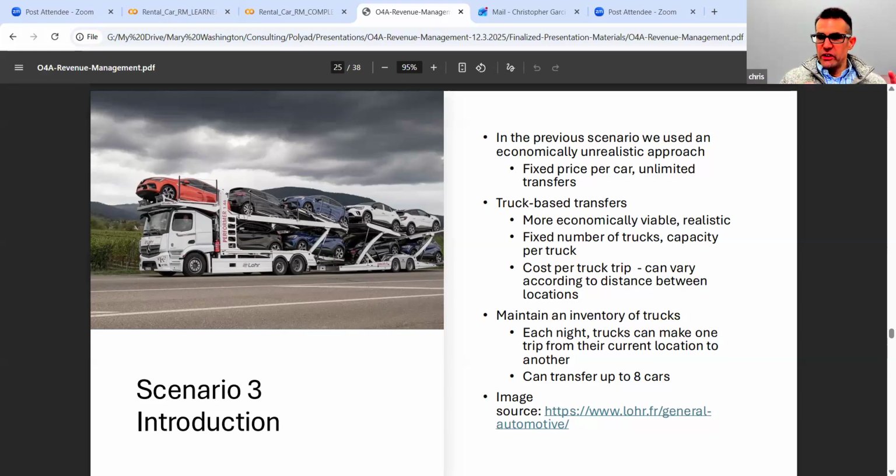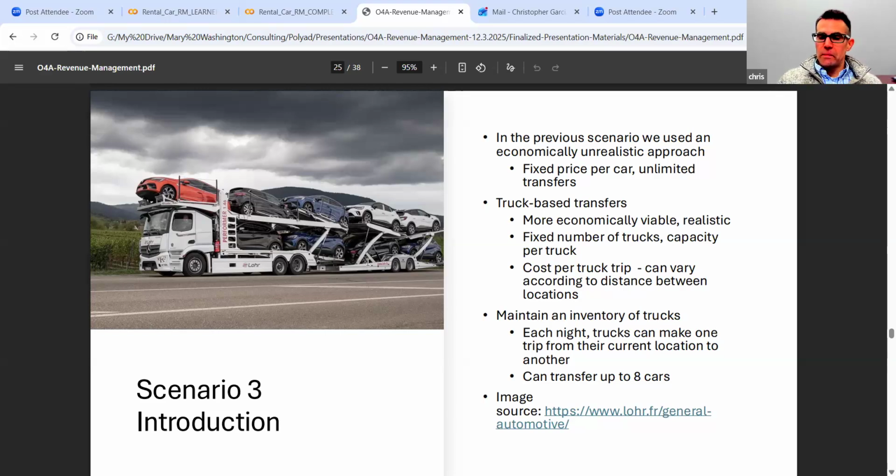And so as we think about this, how does a truck work? Well, just like cars, there's going to be a fixed number of trucks that the rental car company owns. There's going to be a cost per trip, and typically there's a homogeneous fleet of trucks, but the cost per truck is going to vary depending on how far they have to travel. So it's going to vary with the distance between locations. Another thing to think about is that each truck is going to have a certain capacity. How many cars can be mounted upon a truck? So, we're going to say in this case, where we have a homogeneous fleet, each truck is going to be able to carry 8 cars at a time.